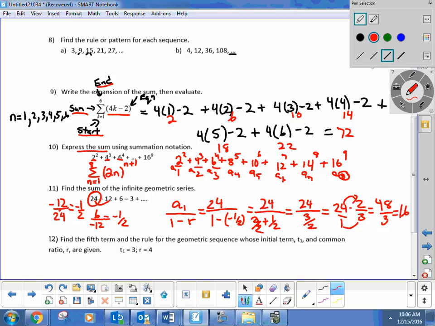So I'll be able to guarantee that this thing is going to actually converge and add up to 16 as we go to infinity. That's how you know that this is different.